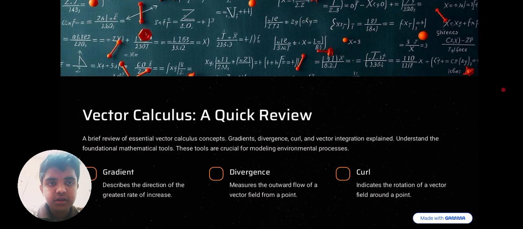Vector calculus, quick review. A brief review of essential vector calculus concepts: gradients, divergence, curl, and vector integration is explained. Let us understand the foundational mathematical tools. These tools are crucial for modeling environmental processes. First one is gradient. It describes the direction of the greatest rate of increase. Second one is the divergence. This measures the outward flow of the vector field from a point. Third one is curl, indicates the rotation of a vector field around a point.